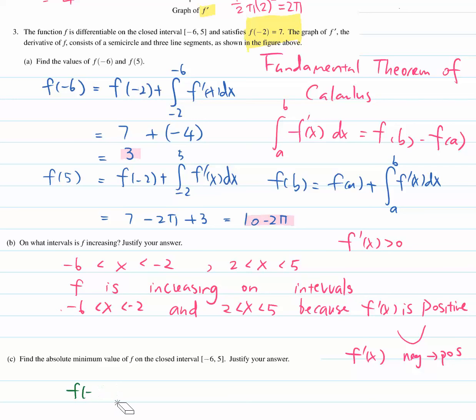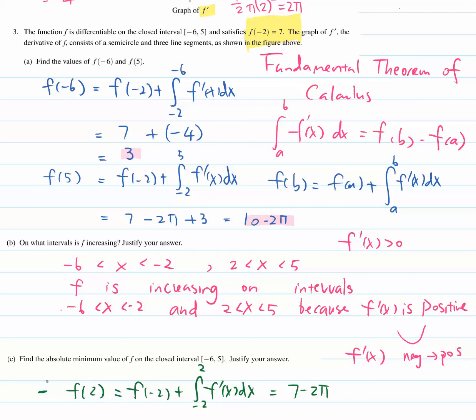I'm sorry, that's actually f of 2. And this equals f of -2 plus the integral from -2 to 2 of f prime of x dx. And this gives us the answer 7 minus 2 pi. And then this is all we have for our internal values. And then we want to check the endpoints.